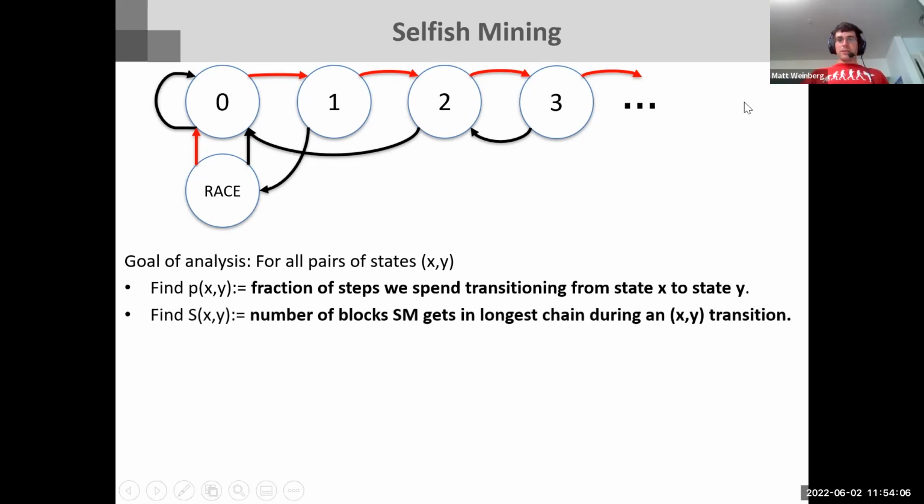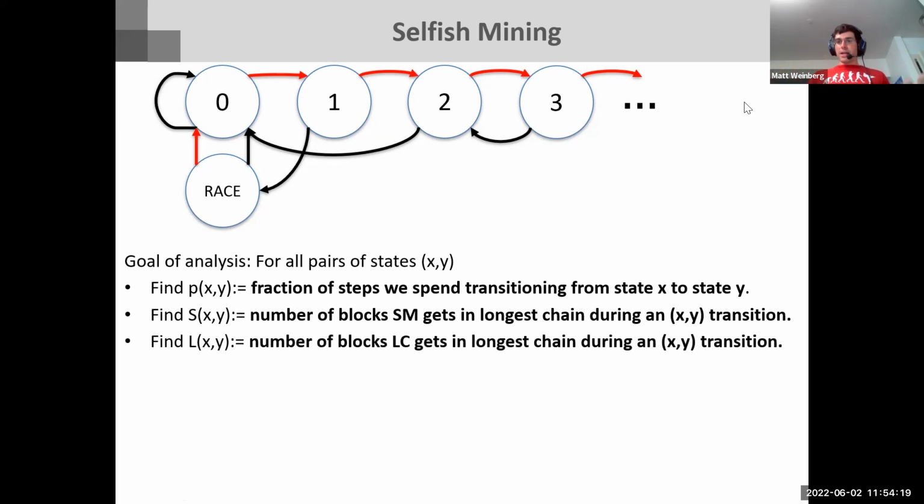The second thing we need to do is say, when I take a transition from X to Y, how many blocks does the attacker get in the longest chain during that transition? Let's do the same thing for the honest miners. For every transition, what is the number of blocks you get in the longest chain during that transition? If you can compute all three of these numbers, then there's a very simple formula that gives the fraction of blocks created by the selfish miner.